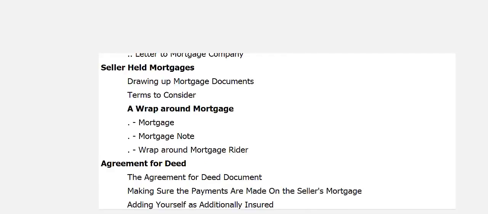Seller-held mortgages is using a wraparound mortgage, drafting the mortgage documents, terms to consider, a wraparound mortgage, mortgage note, wraparound mortgage rider.